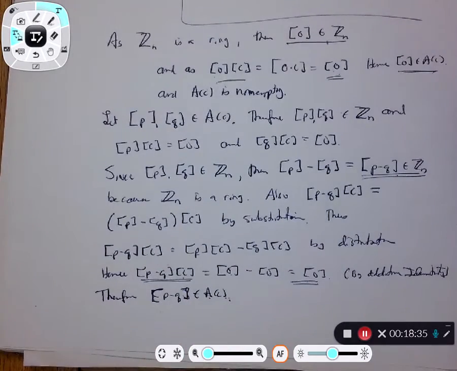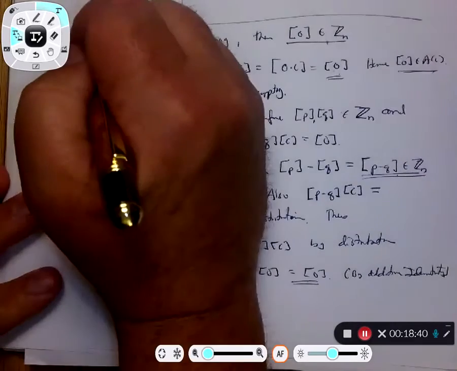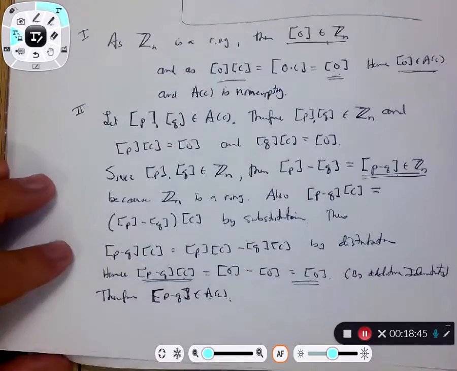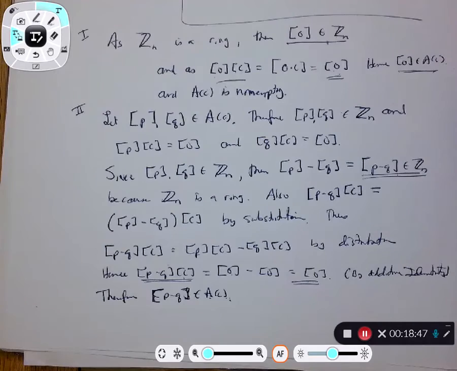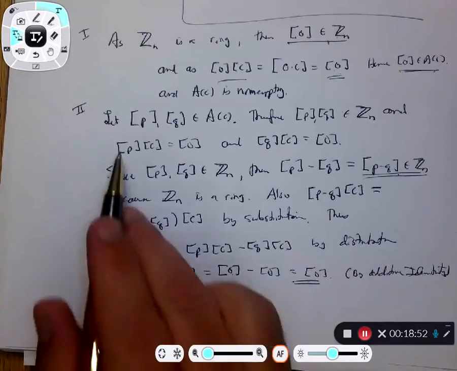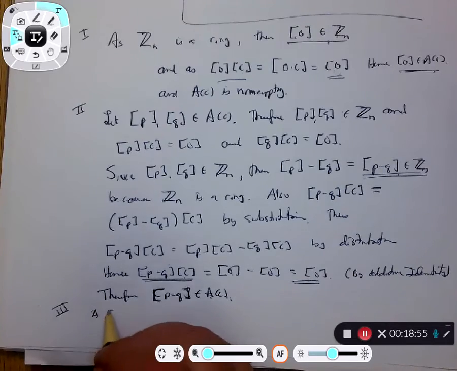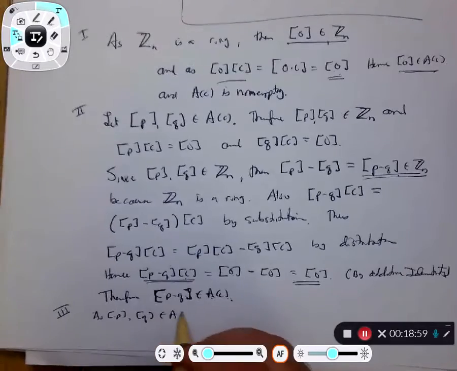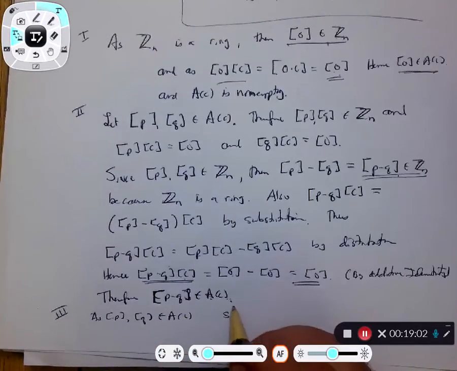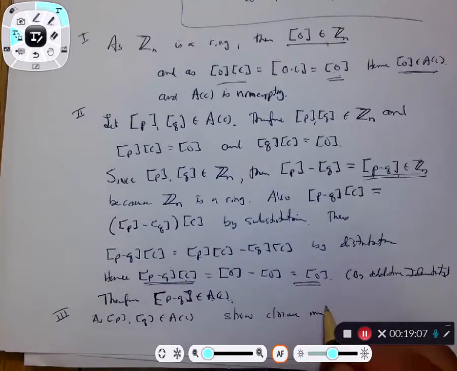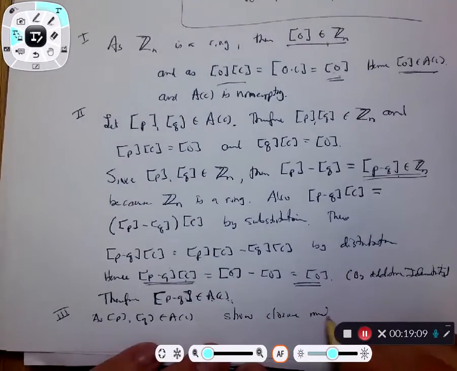So any one of these trying to prove a subring, you've got to do 3 parts. Part 1, show it's non-empty. Part 2, which is the hard part, is show it's closed under subtraction. Part 3, you got to use the same guys. So you use P equivalence class and Q equivalence class are elements of AC. Show closure under multiplication.